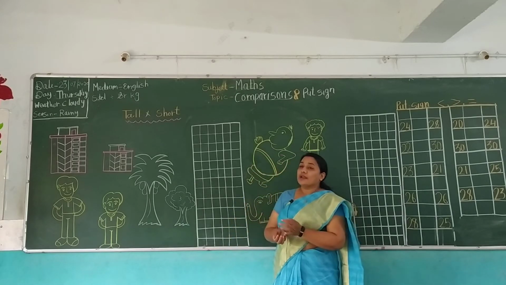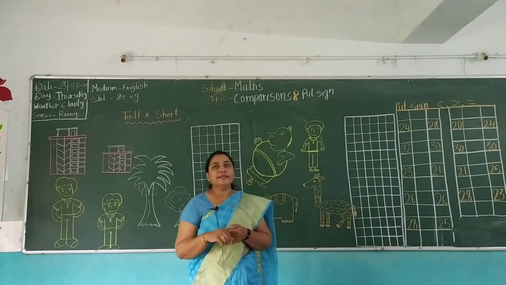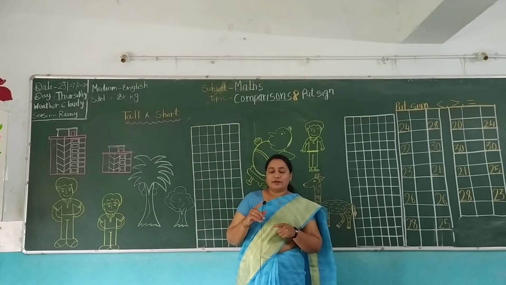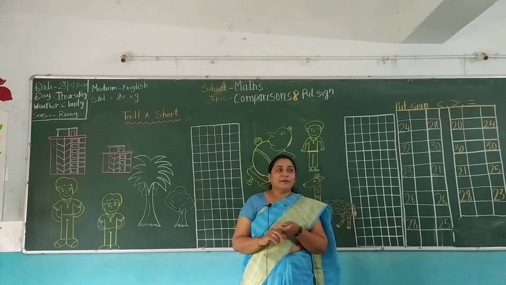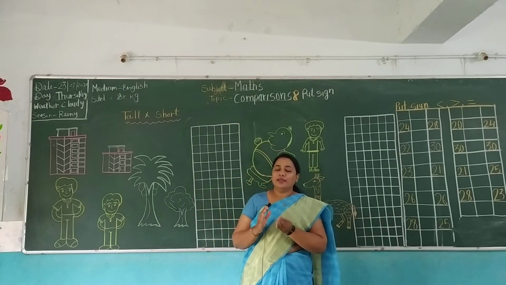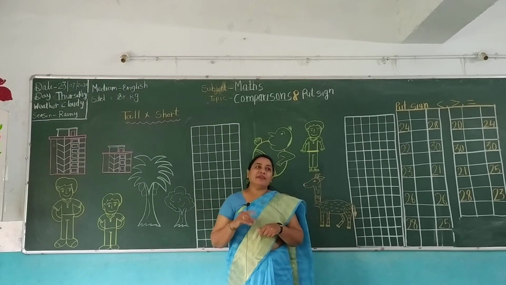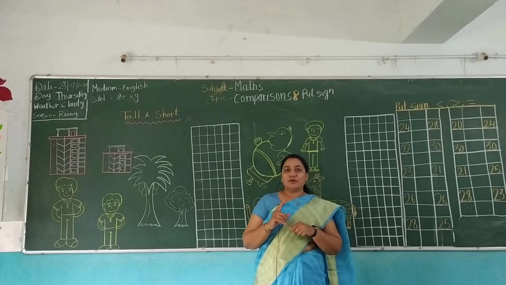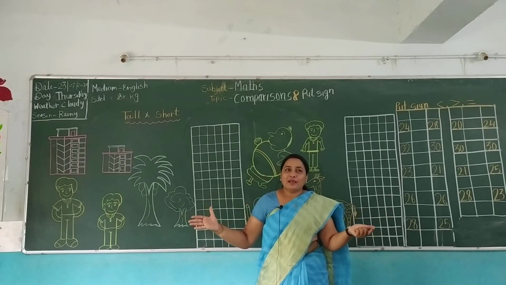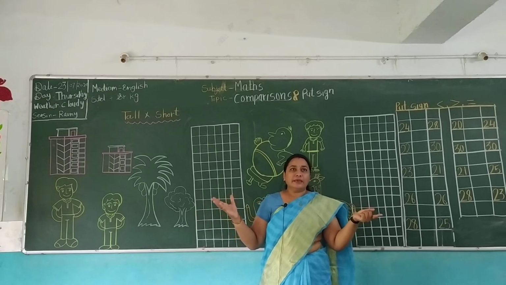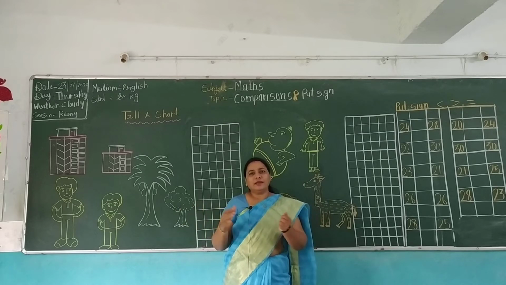Okay children, now I will revise comparison from the last period. First of all, we start with big and small. Which one? Comparison of big and small. We have some examples also. Big means like this: a big elephant, a big whale, then a big giraffe. These are big objects.